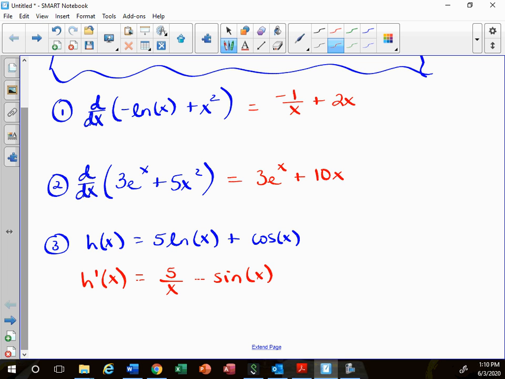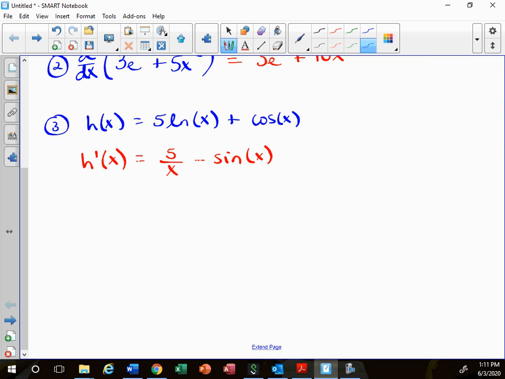Okay. Again, these are fairly basic, but once you have the basic part down, then let's say I gave you, find d/dx of e to the 3x. Okay. Again, not super complicated, but you do have to use the chain rule on this.